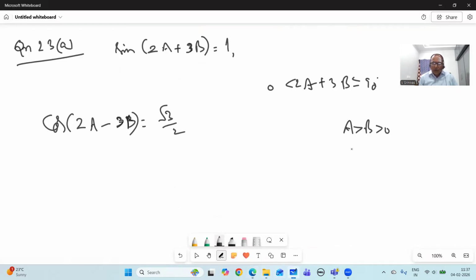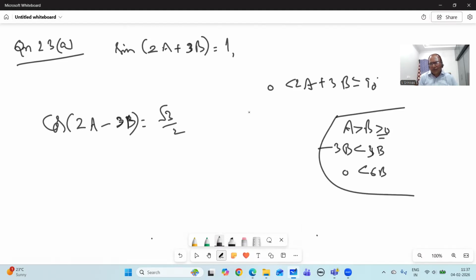B is positive, so 2b is less than 3b, right? And from here you get minus 3b. I'm sorry. I want to show that minus 3b is less than 3b. You bring minus 3b to the other side, it becomes 6b, and it has to be positive. So this must be there. Don't go into that. Just for your clarity I'm giving this, but in the exam you don't need to bother about this.